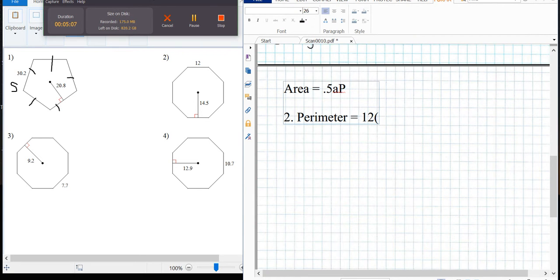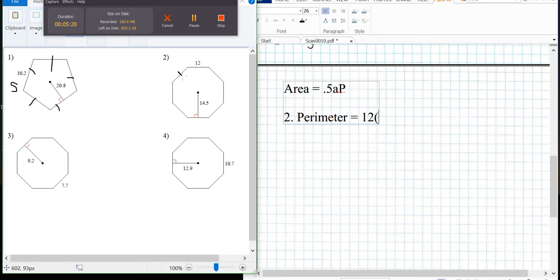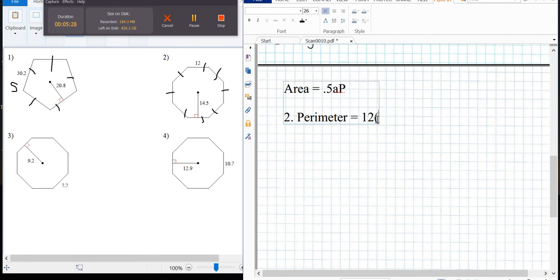Alright, so what did you guys put for the perimeter? I started out with the perimeter equals 12 times, and then we can multiply it by the number of sides. So counting the sides on our figure, we have 1, 2, 3, 4, 5, 6, 7, 8. So we have an octagon. So we have to multiply that by 8 to get our perimeter. And what did you guys get for that? Okay, so the perimeter is 96 units.